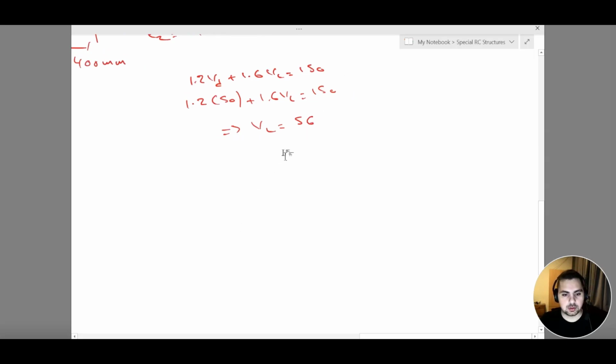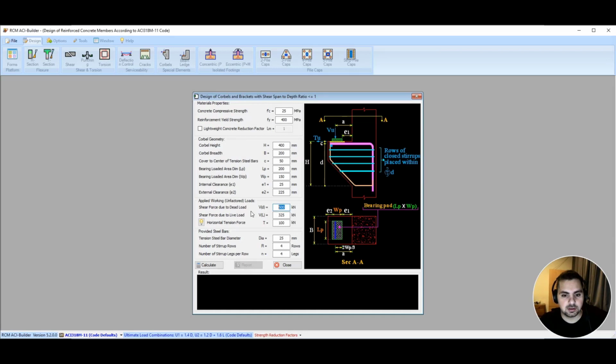So I assumed my VD and found my VL in order for the total 1.2 times VD plus 1.6 times VL to be 150. So this is 50 and this is 56 kilonewtons. My horizontal tension force, which is basically my TU or my NUC, we said it is 30, as it is 0.2 times 150.